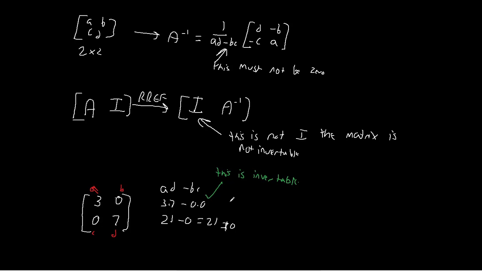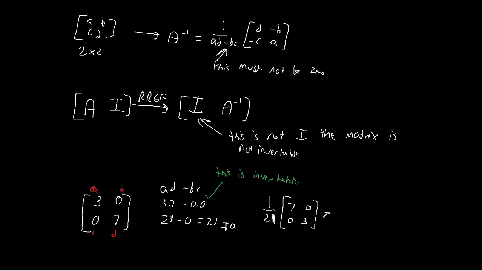So let's walk through what that will look like. So 1 over 21, sorry, not 27. That's our scalar coming from the bottom part up here. We take 1 over that, times our matrix of D, which is 7, negative B, which is still 0, negative C, which is still 0, and A, which is 3. That's 21, not 27. That's going to make a huge difference in our answer.